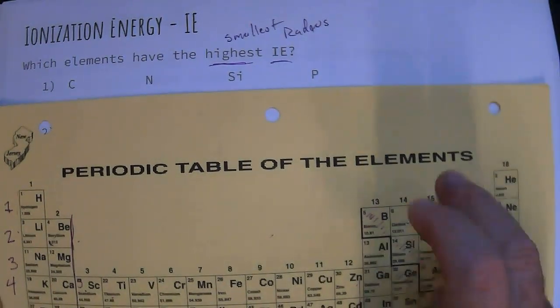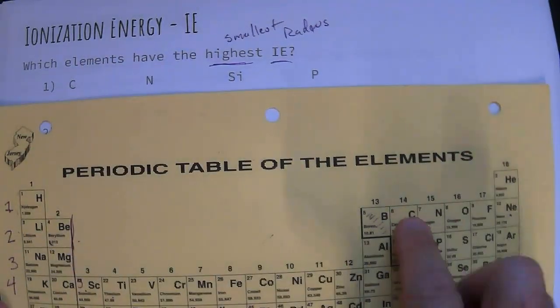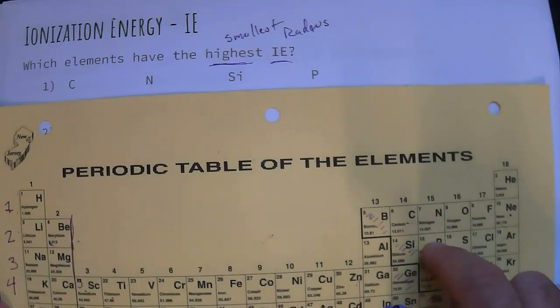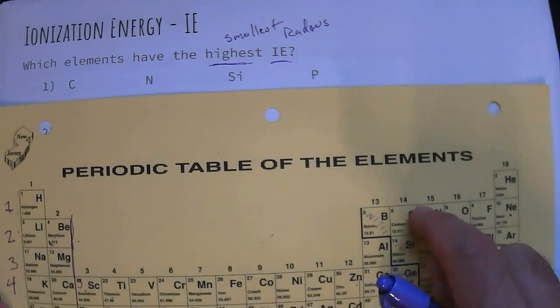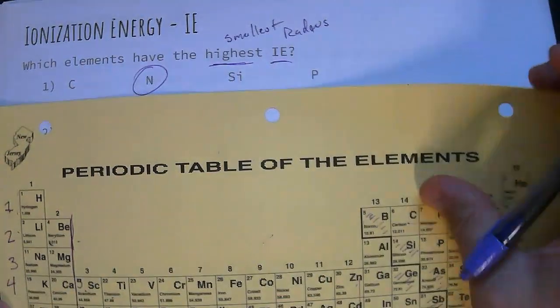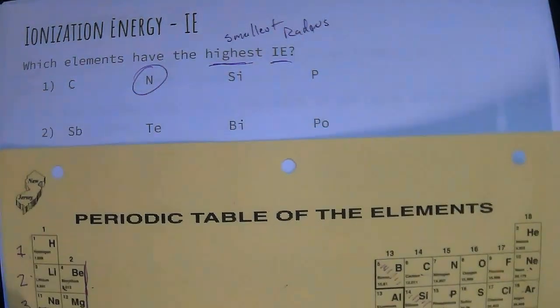Now we can go through and look at these. So again, C, N, Si, P. If I do that, I'm going to go C versus N. Which one is the smaller radius? That's N. N versus Si, N. And then N versus P, N is the smaller radius. So that must have the highest ionization energy.